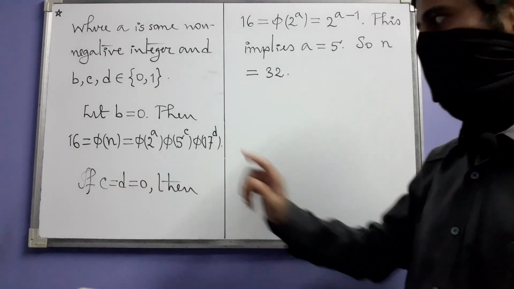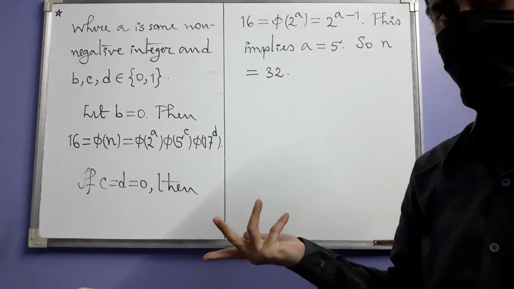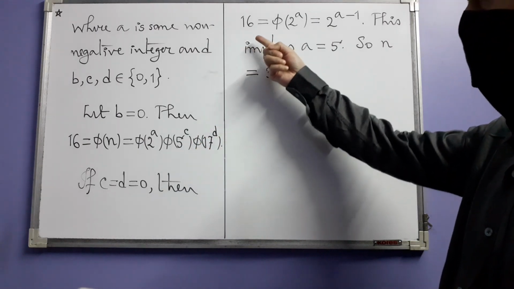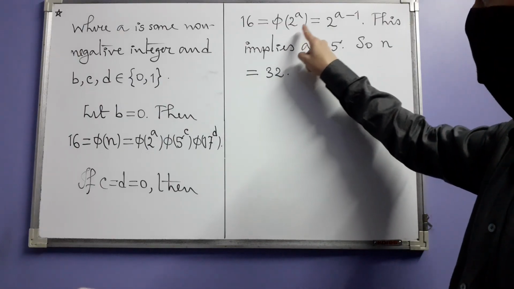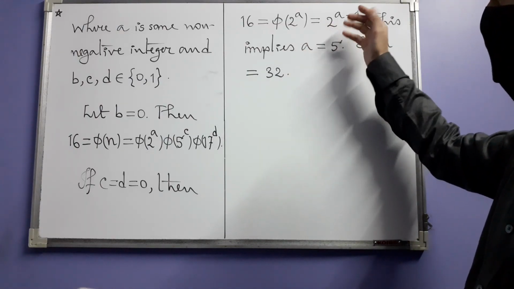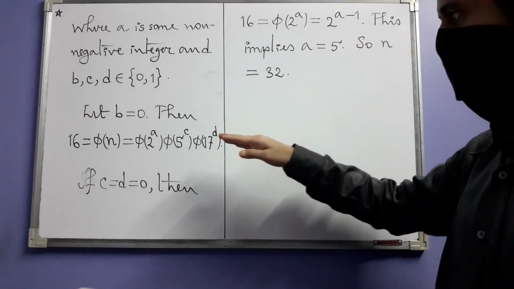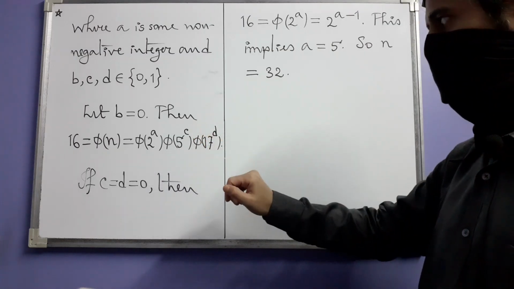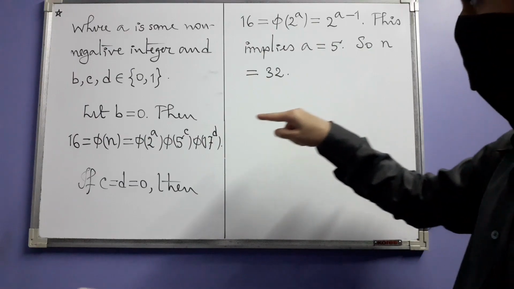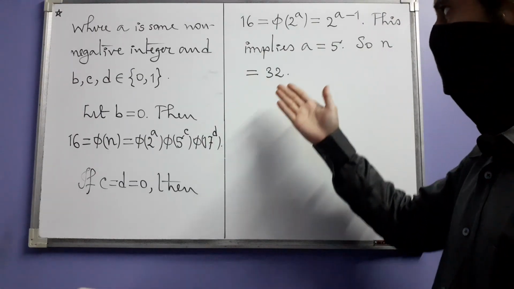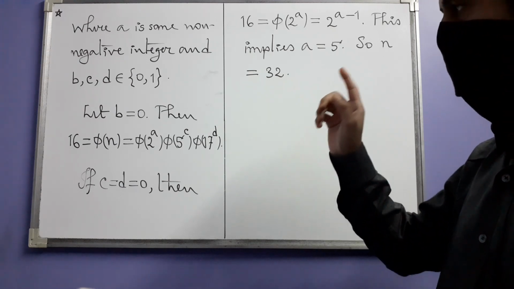So if C and D are both 0, then this is 1, this is 1. Phi of 1 is just 1. So this equation reduces to this. 16 equals phi of 2 to the power a. Phi of 2 to the power a is 2 to the power a minus 1. So from this simple equation you find that a is 5. So a is 5, C is 0, D is 0 and B anyway is 0. So that means n is just 2 to the power 5 or 32. So this is one possible number for which the phi value is 16.